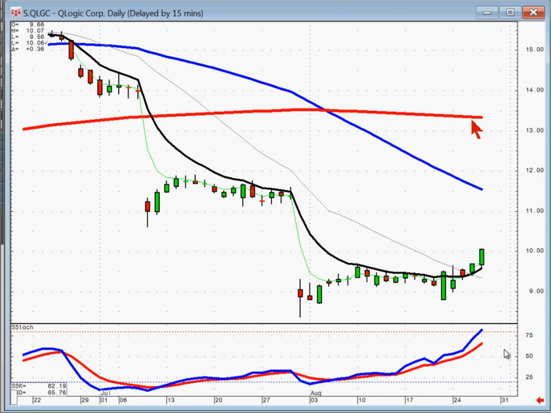Q Logic, another slow curve. Look for it to come back up to fill the gap up here at the 50.